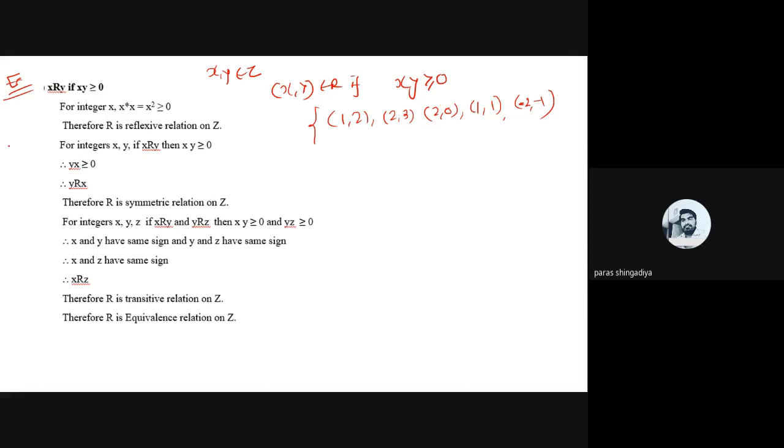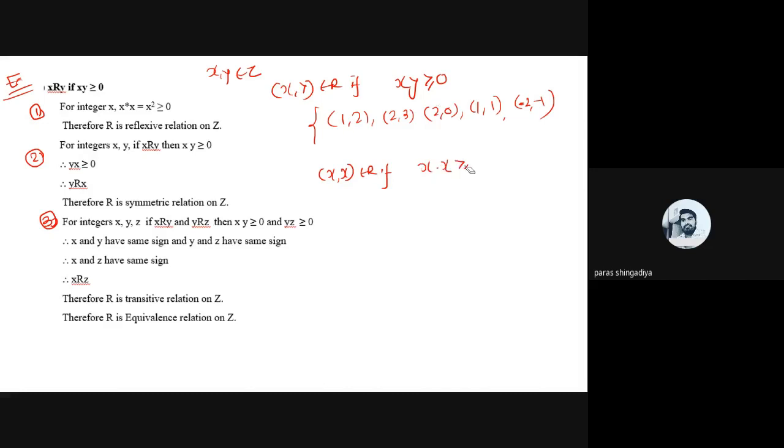Okay, so first condition में आपको चेक करना है रिफ्लेक्सिव, सेकंड में आपको चेक करना है सिमेट्रिक. ओके, और थर्ड कंडीशन में हम चेक करेंगे ट्रांजिटिव कंडीशन. क्लियर? सो रिफ्लेक्सिव, so in reflexive you have to consider x comma y belongs to R if x into x is greater than or equal to 0.